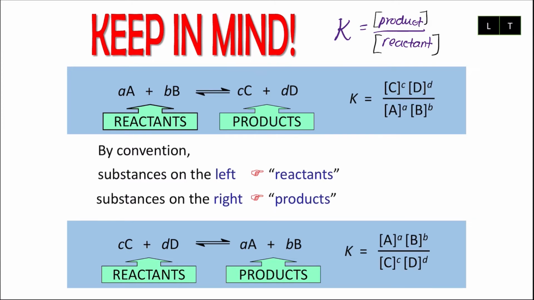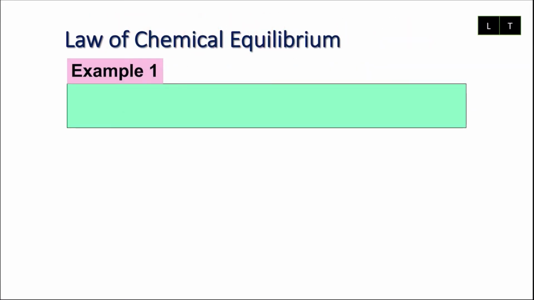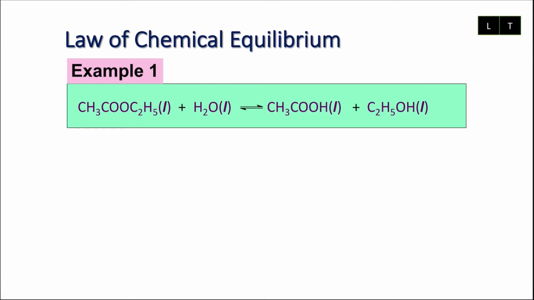However, no matter what, you have to know how to balance the chemical equation. Let's try example 1. I got this equation. First thing first, I have to check whether this equation is balanced or not. So I have CH3 here, CH3 here, and then COO, we got COO, and then C2H5, C2H5, and then H2O, and then 2H2O. So this is how you check the equation balance or not. Once bila dia dah balance, baru awak boleh write the expression for law of chemical equilibrium.